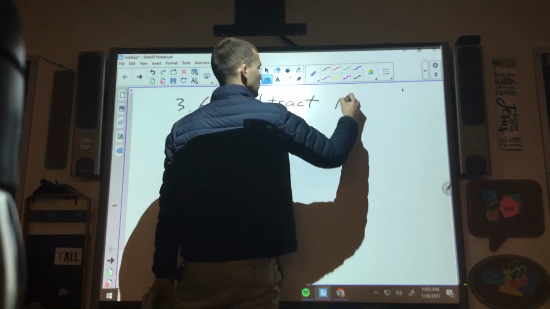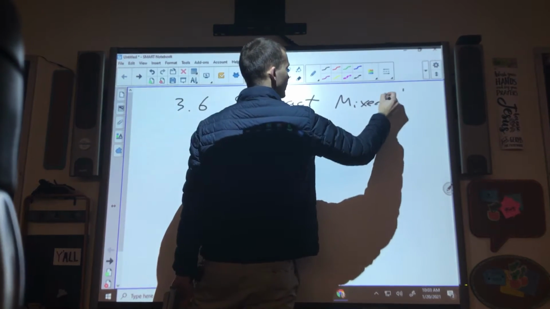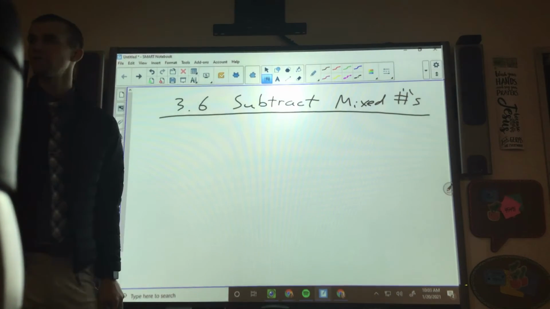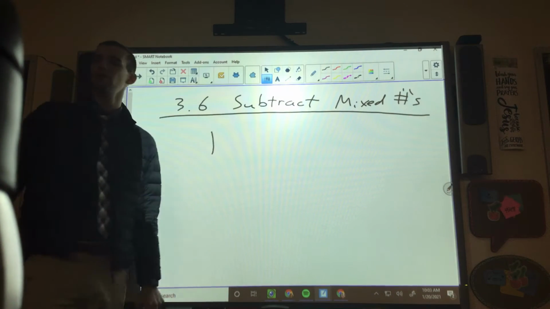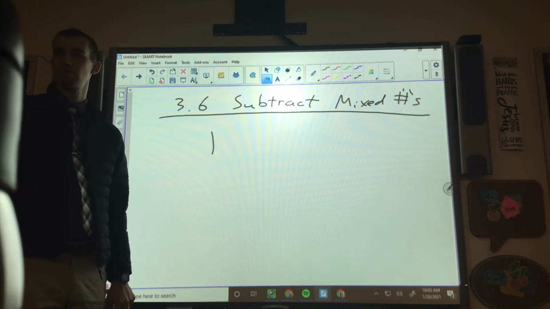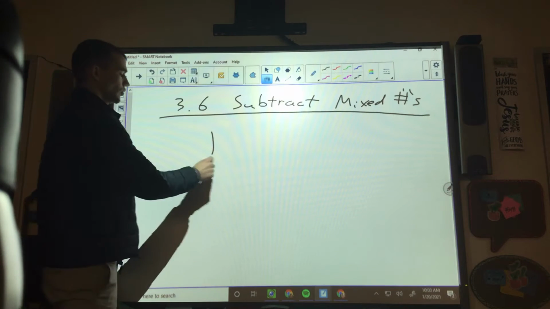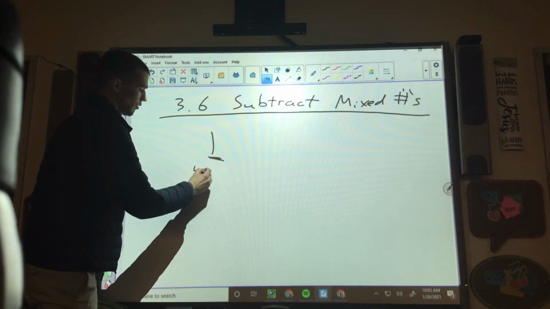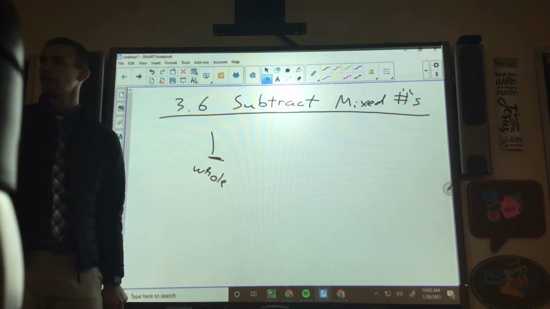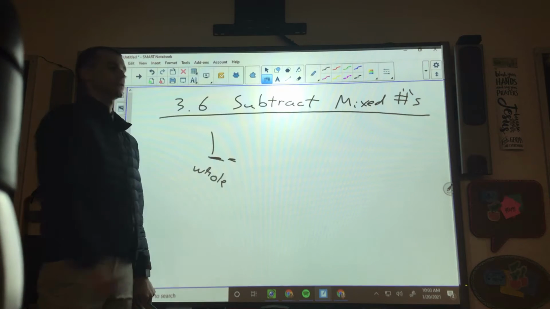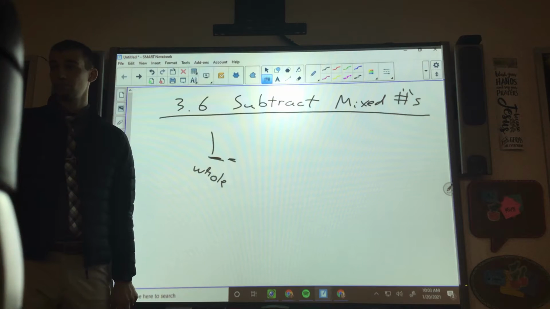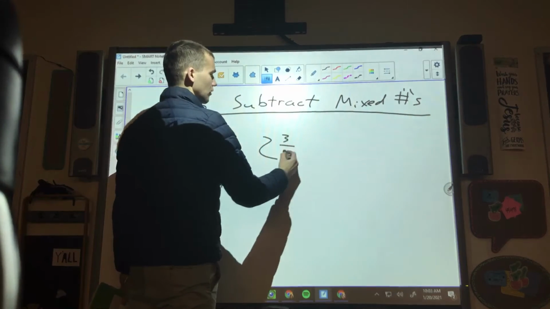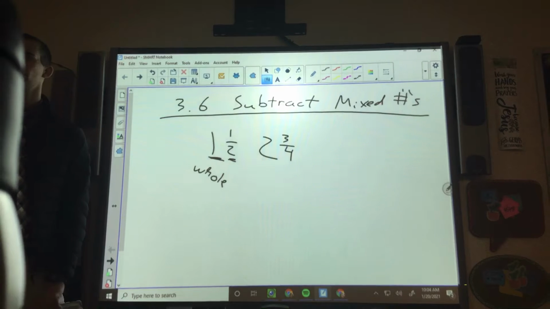Subtracting mixed numbers. Anytime you have a mixed number, that means it has a whole number along with a what? A whole number, that's this part. And then the other part over here, if it's a mixed number, is a fraction. So like 1 1/2, 2 3/4. That's why it's considered a mixed number.